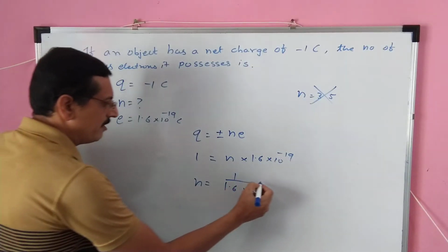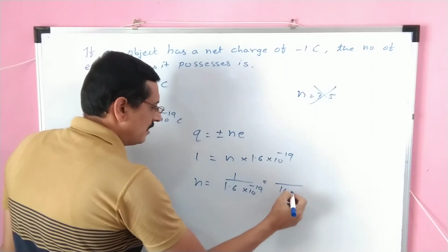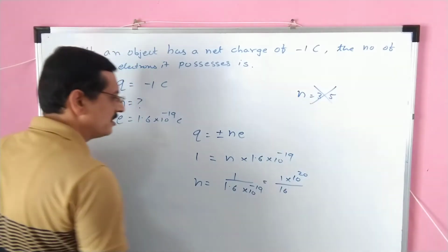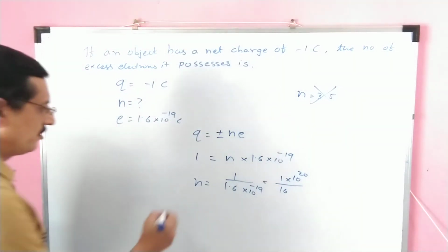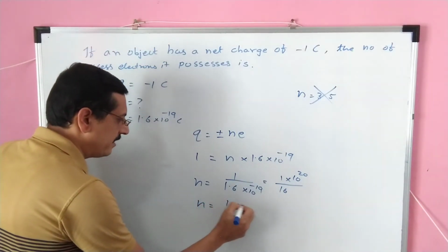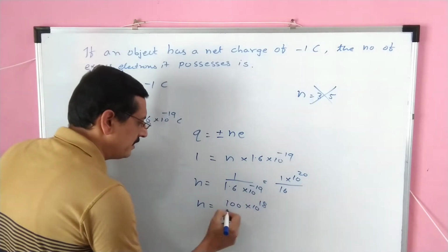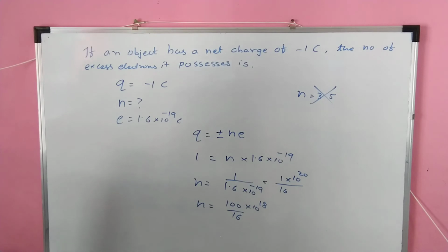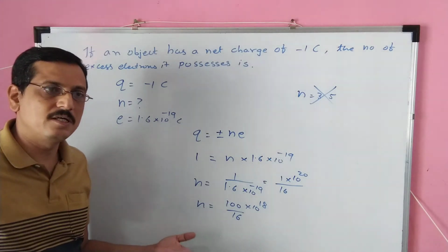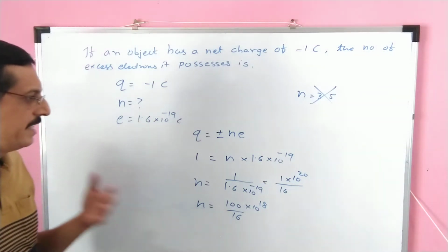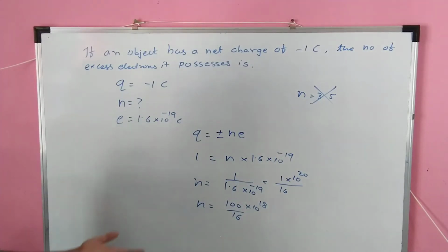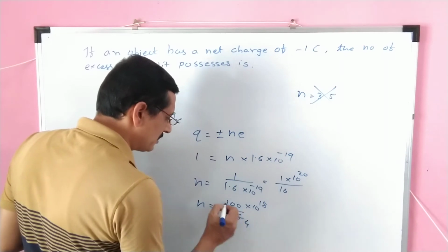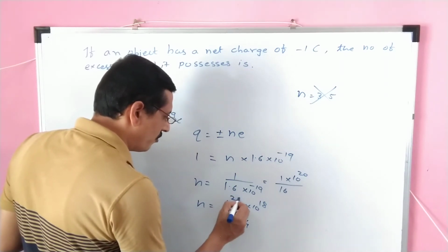Now I will adjust this as 16 into 10 to the power minus 20, so it becomes 10 to the power plus 20, student. So I will take it as 100 into 10 to the power 18 divided by 16. Now I can divide it easily. Use whichever division method you know. If you can divide directly by 16, you can divide it. If you want to do step-wise division, then 4 4s are 16, 4 2s are 8, 4 5s.